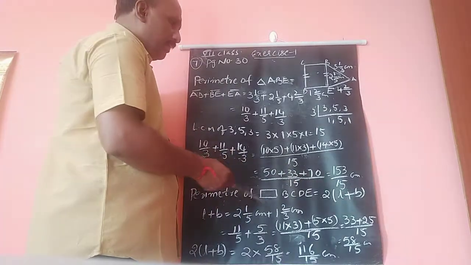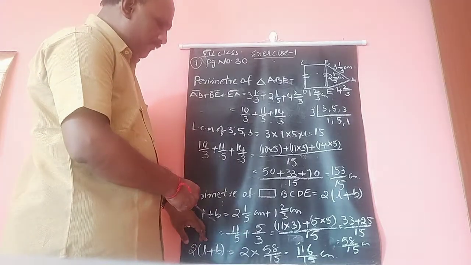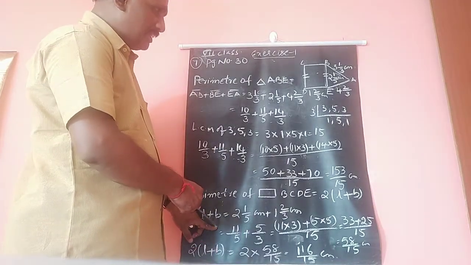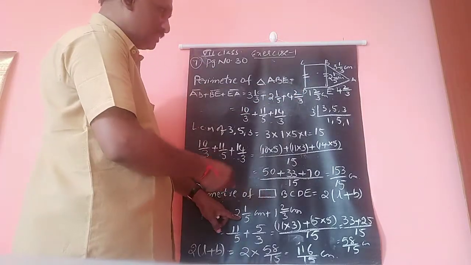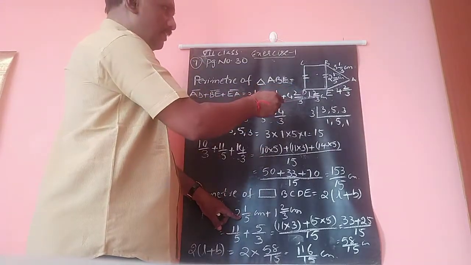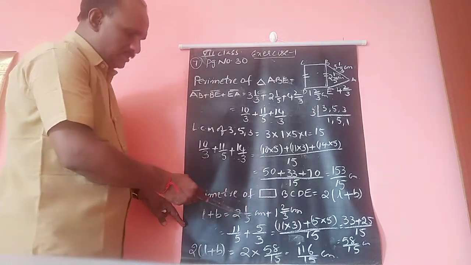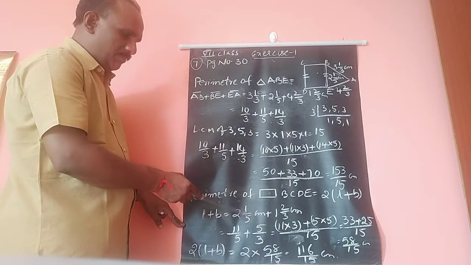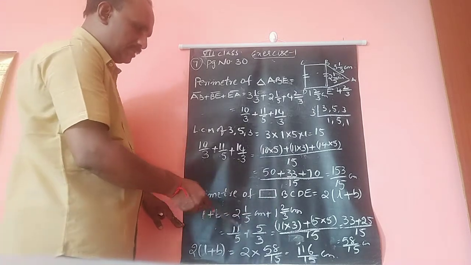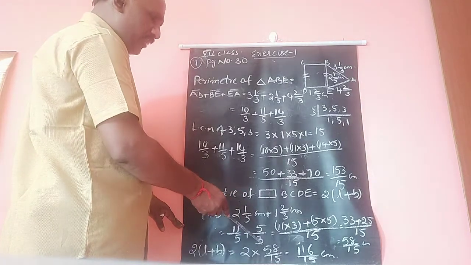First of all, I will calculate the value of L plus B. L means the length, BE, 2 1/5, plus B the breadth, DE, 1 2/3. 2 1/5 is a mixed fraction, I will convert it into an improper fraction. 5 2s are 10 plus 1, 11/5, plus 3 1s are 3 plus 2, 5/3. Now what is the LCM of 5 and 3?